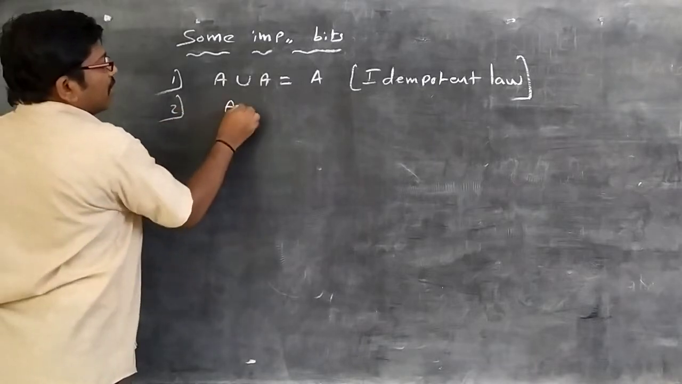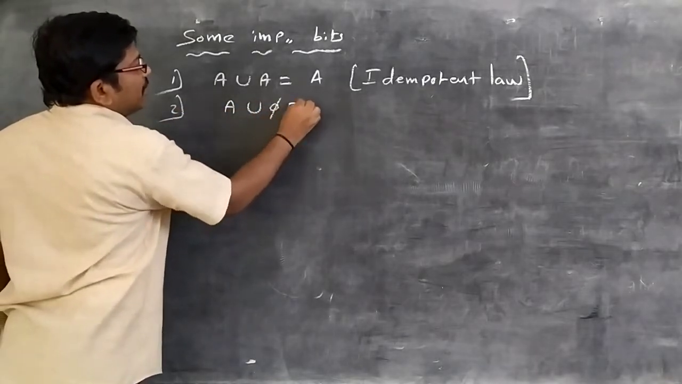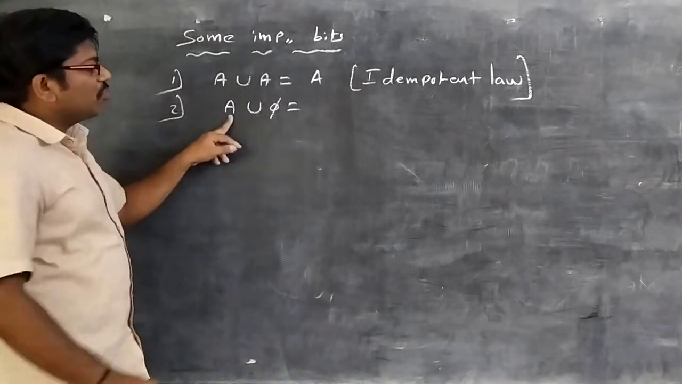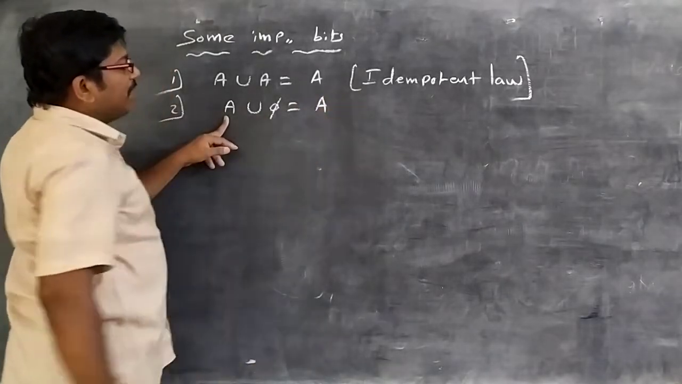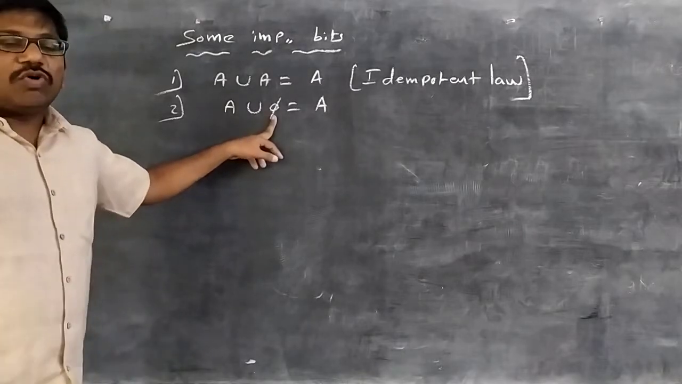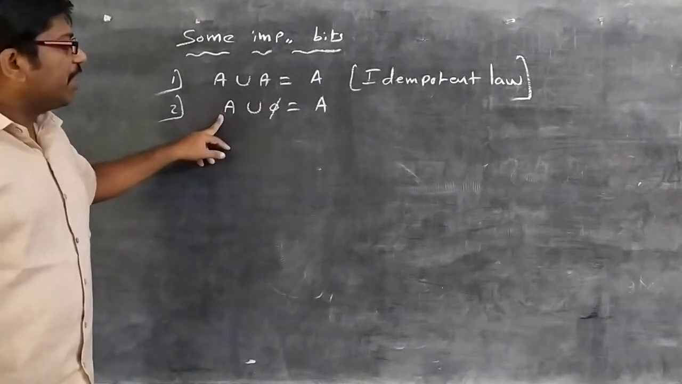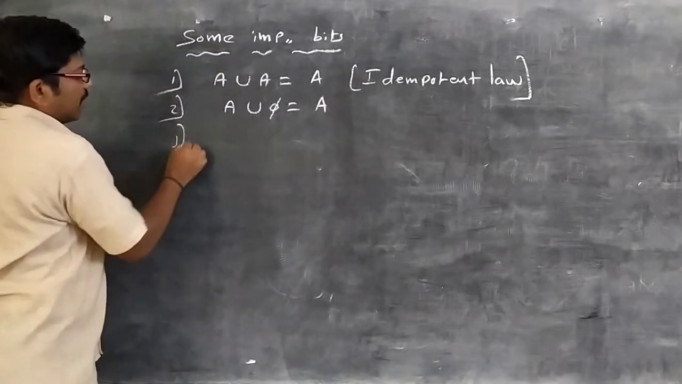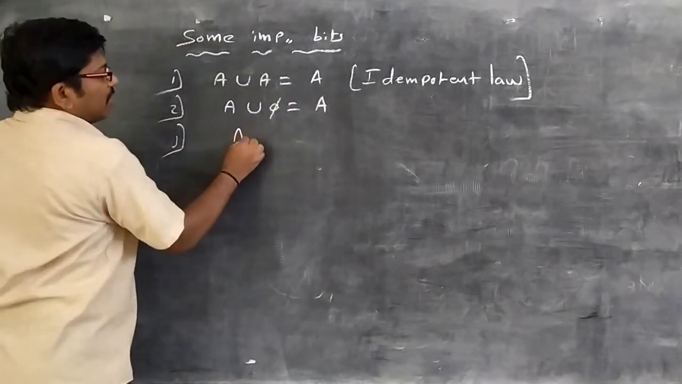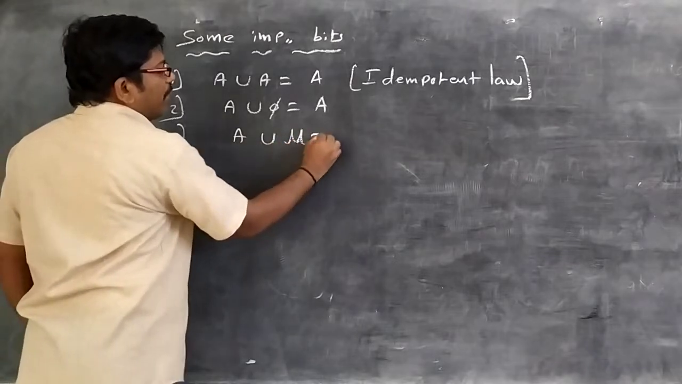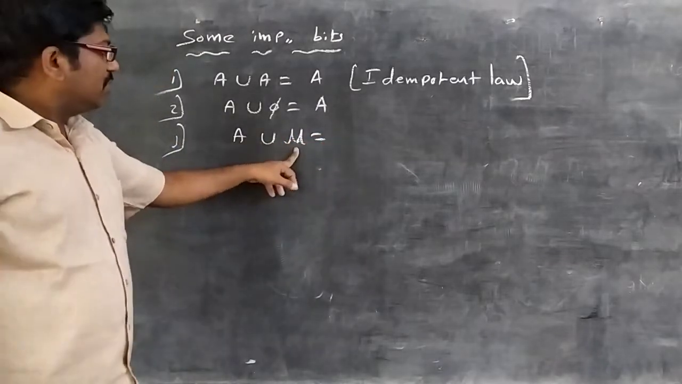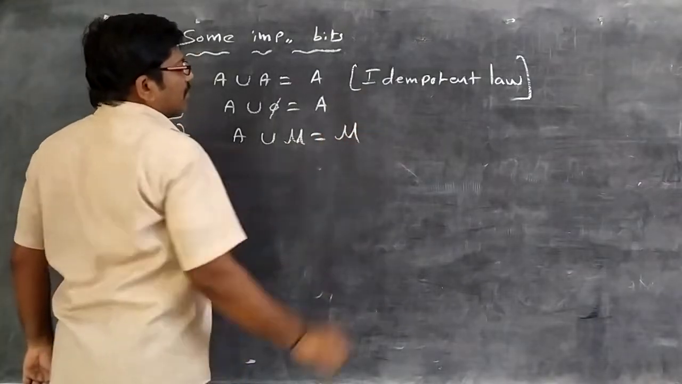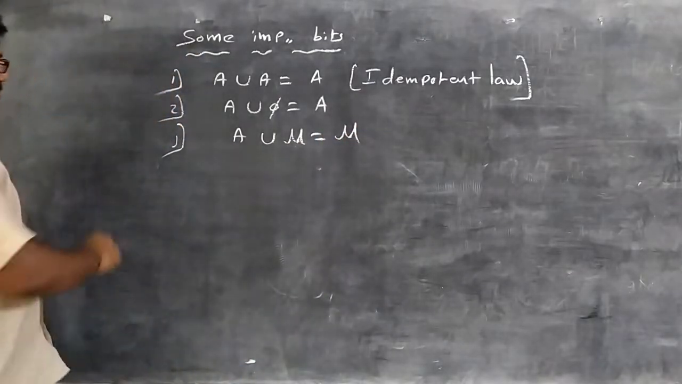Next, A union phi is equal to, we know very well phi represents a null set. A union phi is equal to A only. Why? Because phi has no element of any type. Next, the third one, A union mu. Mu represents the universal set. A union mu is equal to mu only. Right.